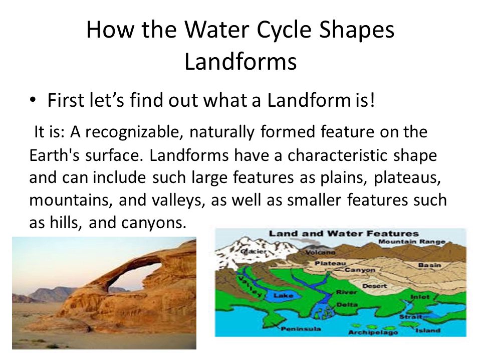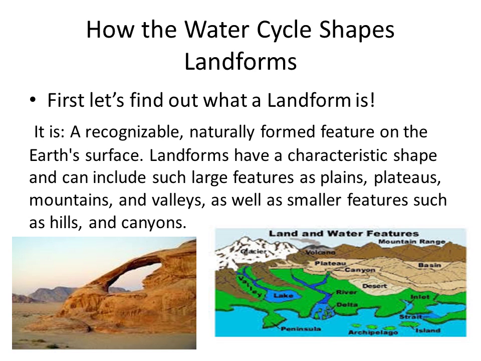So, a landform is a recognizable, naturally formed feature, not man-made, in the Earth's surface. Landforms have characteristic shapes that include large features such as plains, plateaus, mountains, and valleys, as well as smaller features such as hills and canyons.